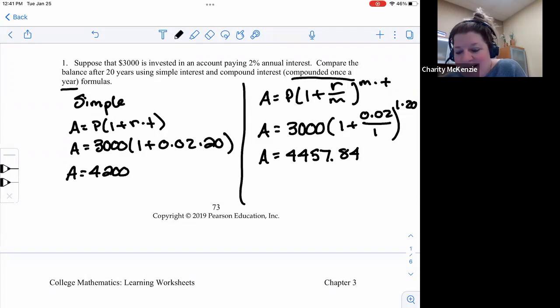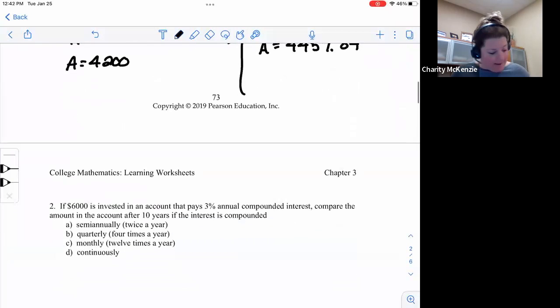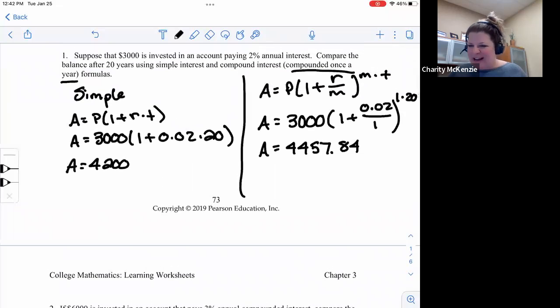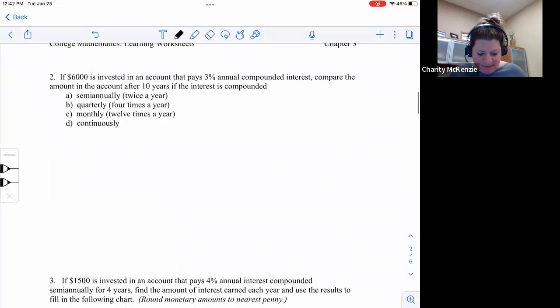And you can definitely see the difference. I only compounded once a year. What if I compounded monthly or weekly, which is even better, or daily, which is even better, or continuous, which is even better? So then I would make more and more money. Okay. And it does ask how much more, so you could subtract those and get that if it asks something like that.